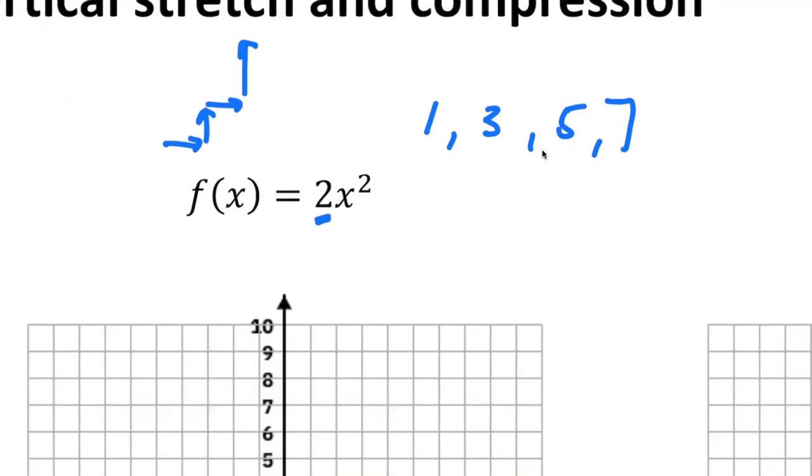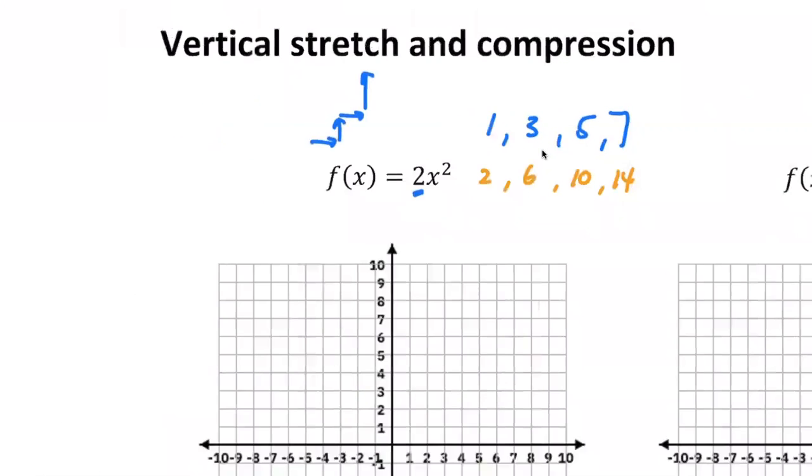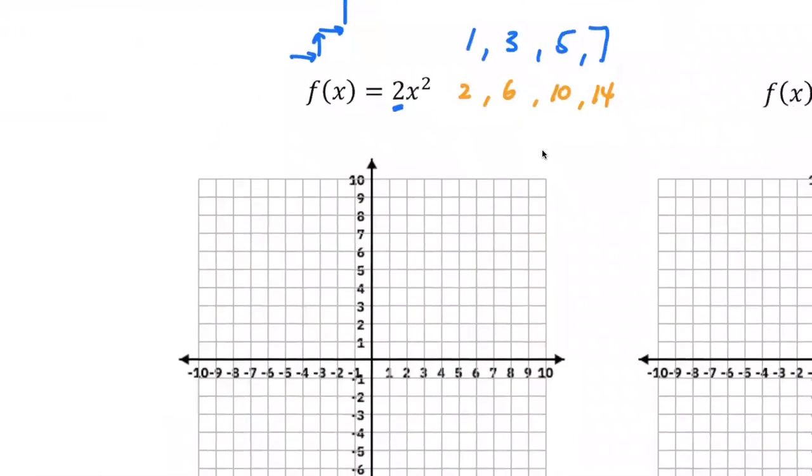So how do we change it? It's very easy. Since we are stretching it by a factor of 2, we're no longer doing 1, 3, 5, 7, but instead we're doing 2, 6, 10, and 14. And since we only have a small graphing area, we probably don't need to worry about 10 and 14, okay?